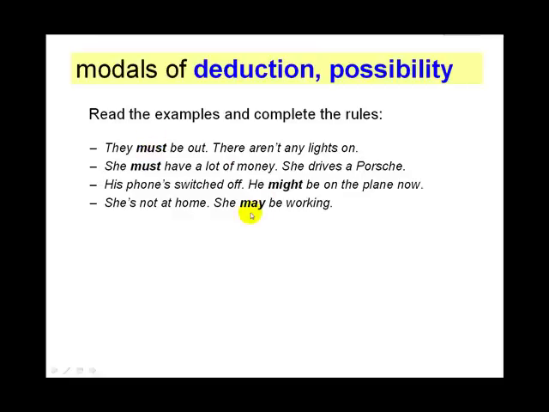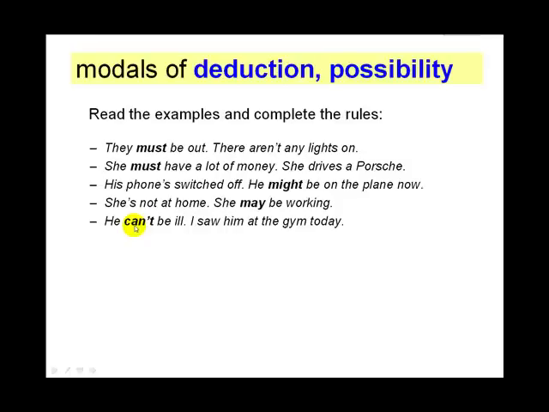May and might is for when there is a possibility. Maybe yes, maybe no. So his phone's switched off. You call a person and then no answer. So he might be on the plane. This is a possibility. She's not at home. She may be working. This is a possibility. She may be working or she may be somewhere else.